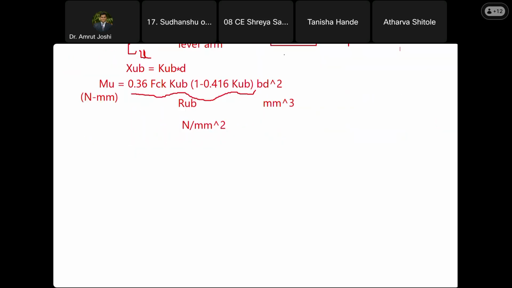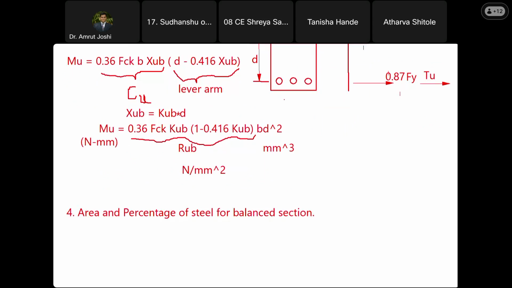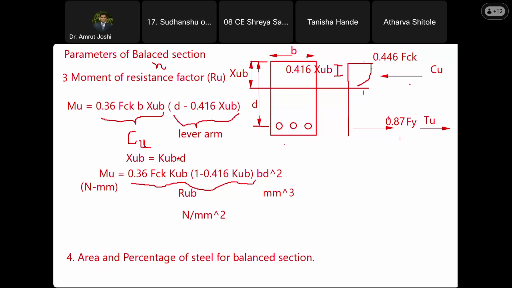And now let us write the fourth parameter that we will be discussing, and that is area and percentage of steel for balanced section. So the question that I am asking myself here is how much should be the percentage of steel such that the section is designed as a balance section. So what do I mean by that?